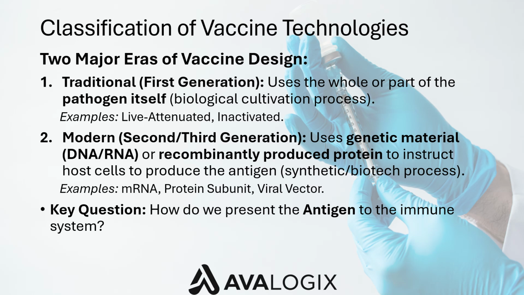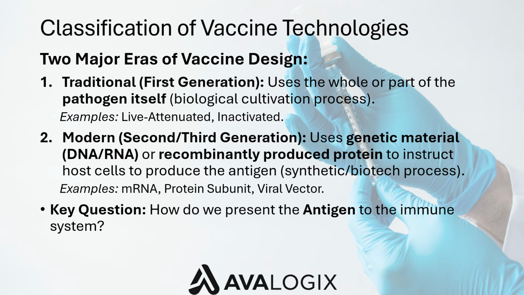In contrast, the modern or second/third generation vaccines represent an engineering approach. Instead of growing the pathogen, we use synthetic biology and genetic engineering to deliver only the instructions for the antigen. The goal shifts from injecting the antigen to having the host cell manufacture the antigen itself. This is a crucial distinction. It transforms the manufacturing process from a slow, bioharvesting operation into a faster, more adaptable synthetic process. For instance, the newest category, nucleic acid vaccines, that's mRNA and DNA, doesn't inject any part of the virus at all. They only deliver the code.